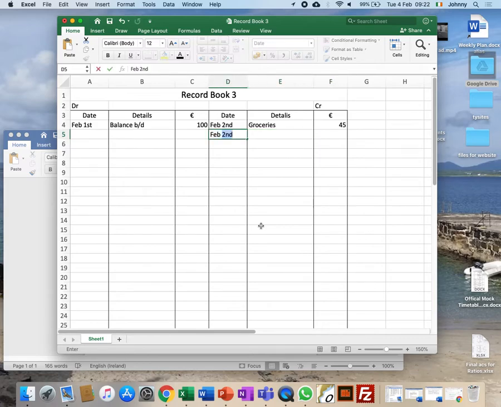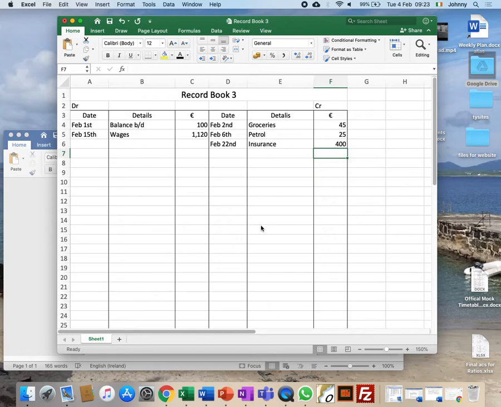So let's just say February 6th, we went and paid for petrol, and let's say it's €25. Then we had wages come in on February, let's say 15th, and the wages are €1,120. Okay so far? Then let's just say February 22nd, we paid for insurance. Let's just say that was €400. Okay so far? Obviously we can put more of these in as needs be.